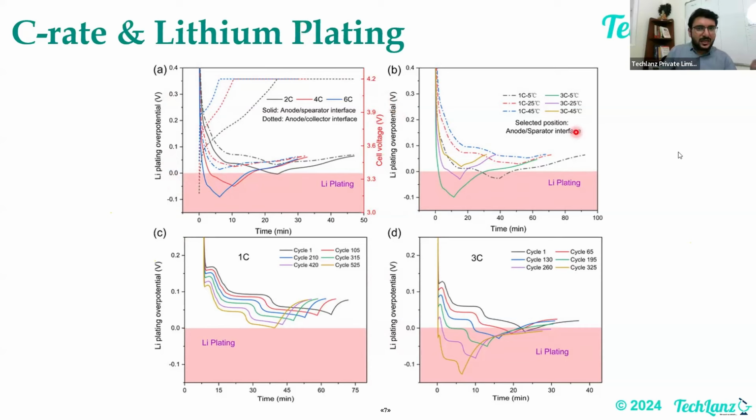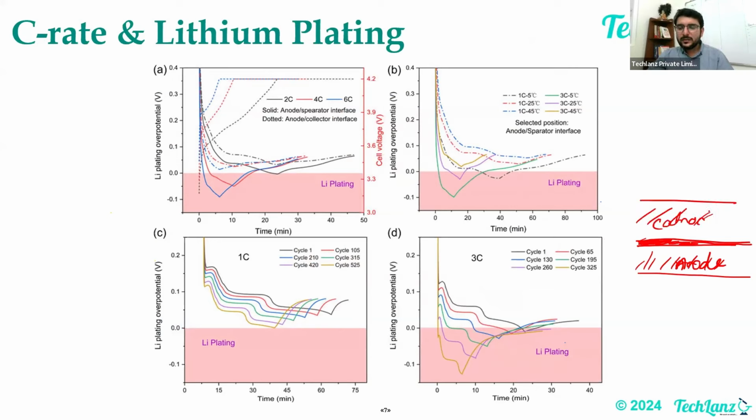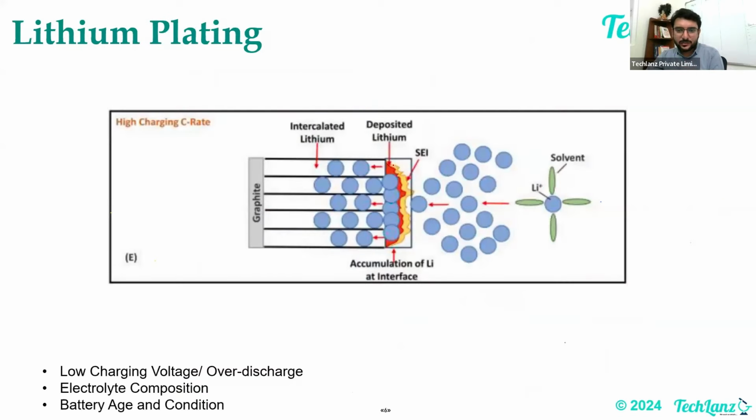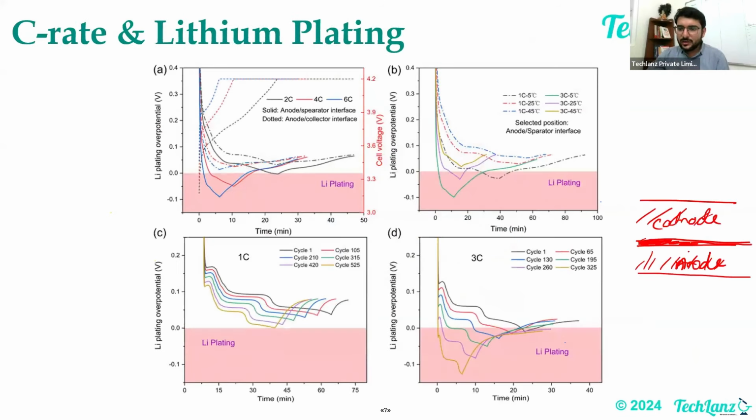So what happens? There is your separator. This is my anode, this is my separator in between, and this is my cathode, correct? As I told you, in this scenario the lithium metals are trying to accumulate over here. When they accumulate at this portion after the separator, they form a needle-like structure.